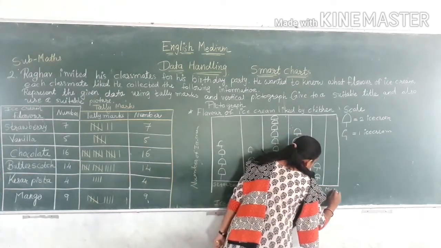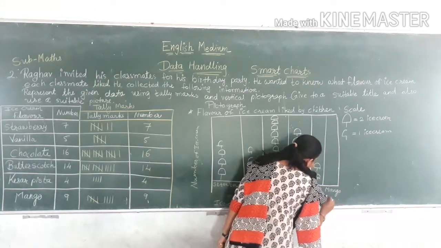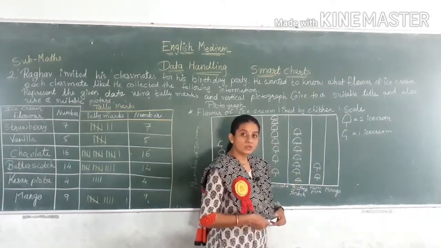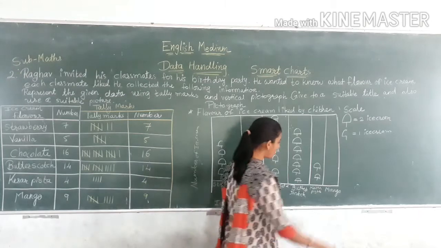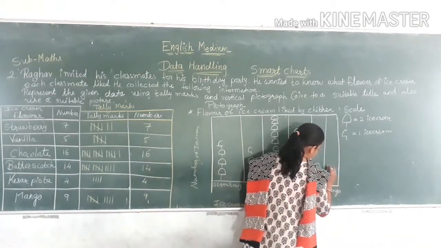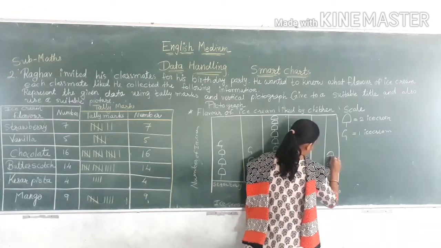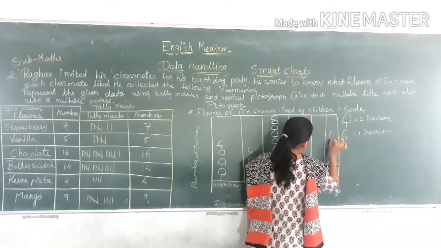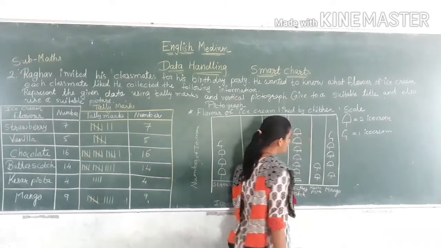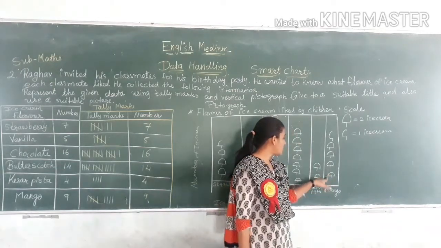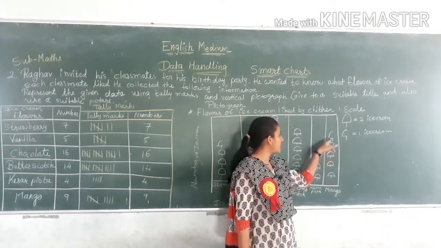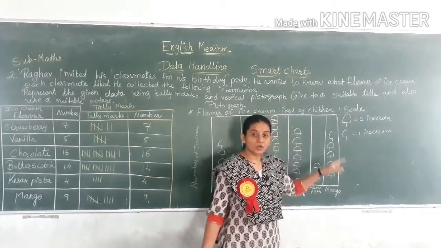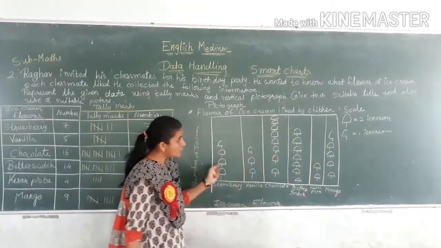How many children like mango ice cream? 9 children like mango ice cream. So 4 2s are 8. So we are making 4 candy first. 1, 2, 3 and 4. And a half candy for 1 child. So 1, 2, 3, 4. 4 2s are 8 plus 1, 9. So our pictograph is also ready.